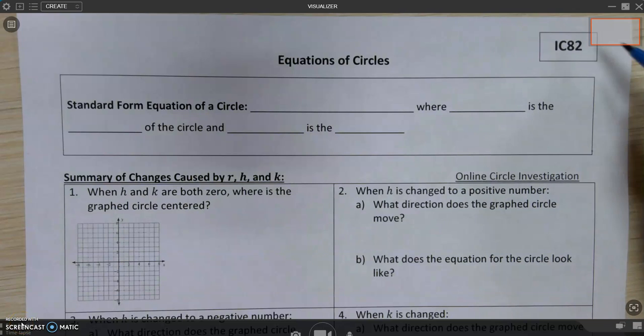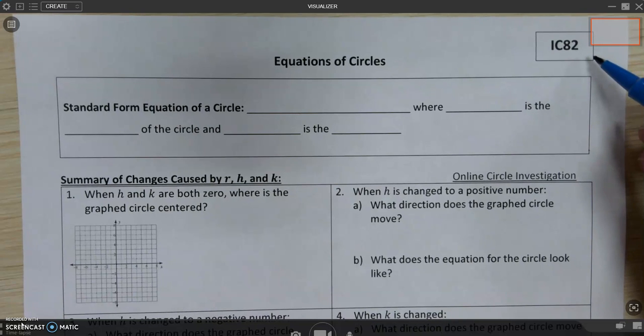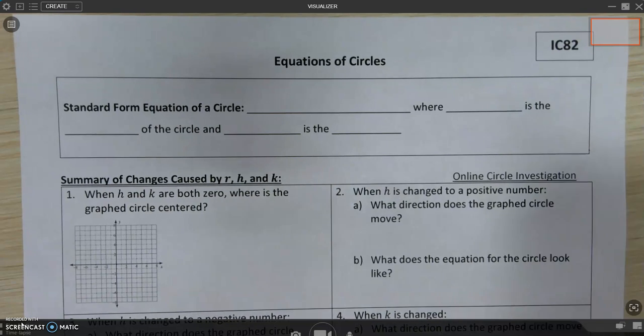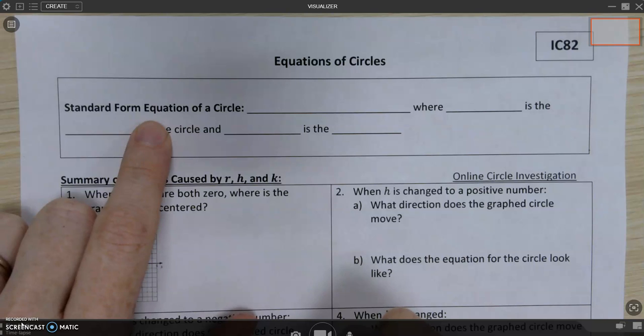This recording is for in class 82, which is part of Standard 19, Equations of Circles. Today's focus is going to be on learning what the standard form equation of a circle looks like, and then using it to graph or using clues about a circle to write that equation.